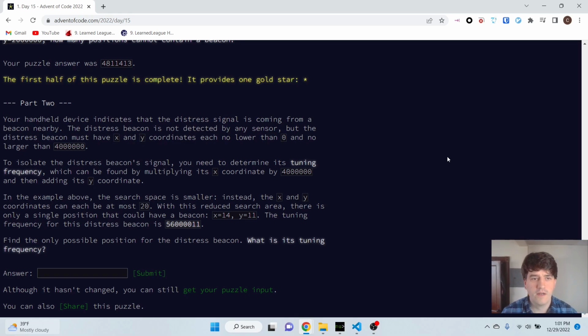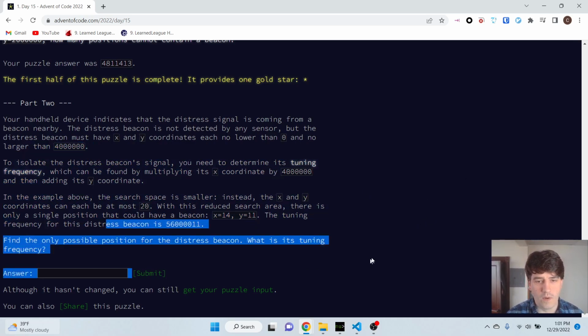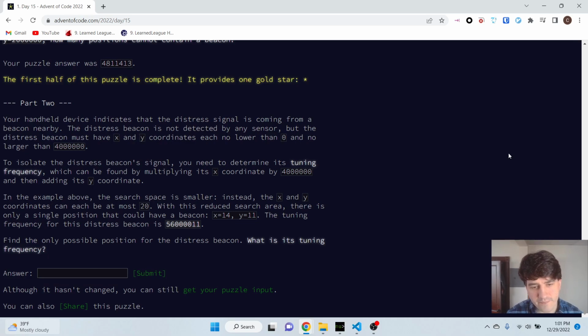So, in part 2, our handheld device indicates that the distress signal is coming from a beacon nearby. It can be between 0, 0, and 4 million, 4 million. We have to identify its tuning frequency, which can be found by multiplying its x coordinate by 4 million and then adding its y coordinate. In the example above, the search space is smaller, so this gives a sort of test case. What is its tuning frequency?